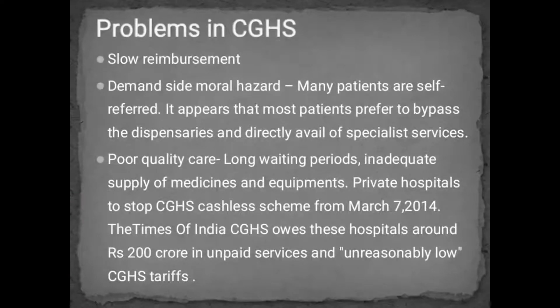Then problems in CGHS: slow reimbursement, not immediately you will get the payment. Then demand side moral hazard, many patients are self-referred. It appears that most patients prefer to bypass the dispensaries and directly avail of specialist services. The dispensaries which we just saw in the previous slide, in those places only a patient has to visit, but many people bypass the dispensaries and directly go for the specialist service. This is a problem. Then poor quality care: government hospitals sometimes don't take care, though some may take care very well, so we can't say which and what. The treatment in the private hospitals is sometimes better. Then long waiting periods, inadequate supply of medicines and equipment.